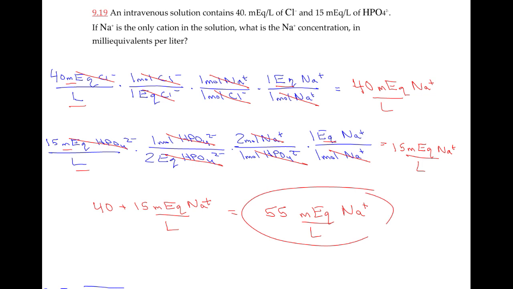So it might be a knee-jerk reaction just to say, well, if I have 15 milliequivalents per liter and the charge is 2 minus, I multiply that by 2. Anyhow, I don't want to get into the mistakes that students make, but you have to look at the dimensional analysis carefully before you determine the total sodium concentration in this problem.